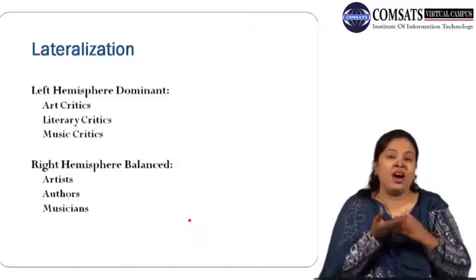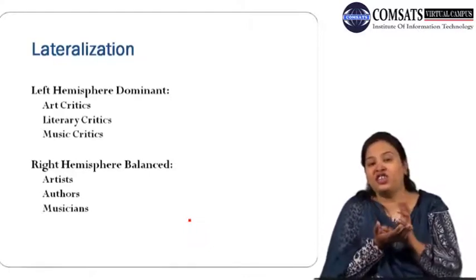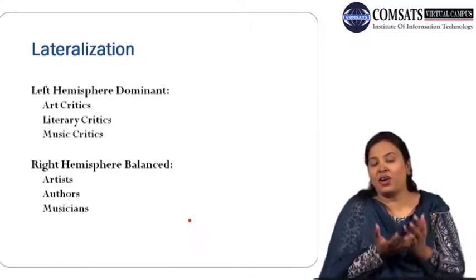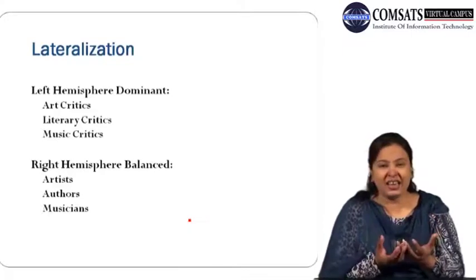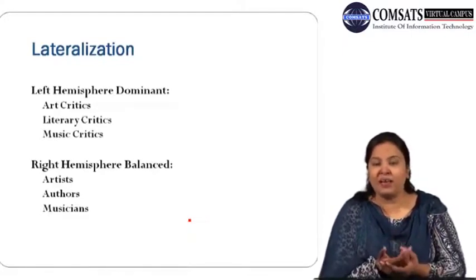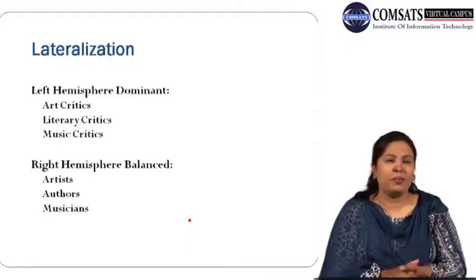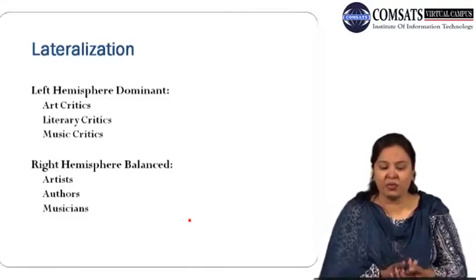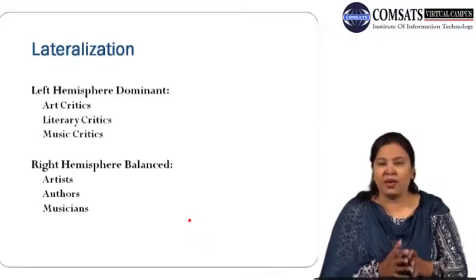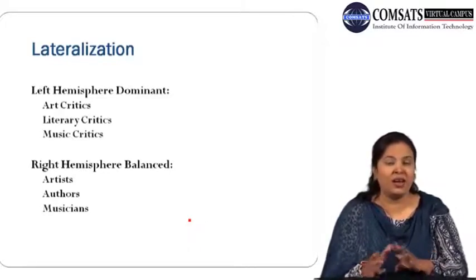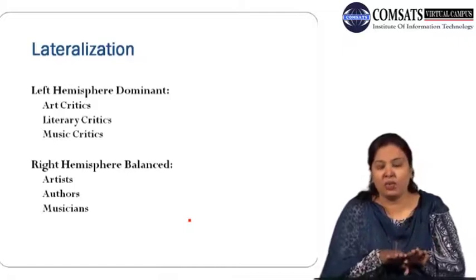They have a higher aesthetic sense, so they can judge a piece of art or literature or a writing in a better way than the normal human beings. Whereas with the people where the right hemisphere is balanced, where the left hemisphere is not dominant, rather the left and right hemisphere both are balanced.